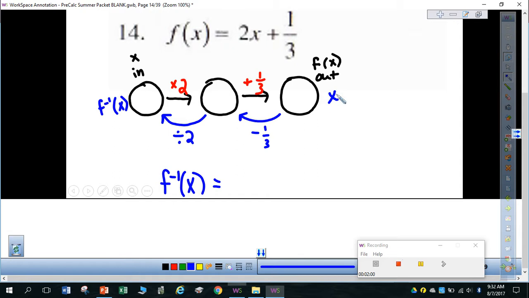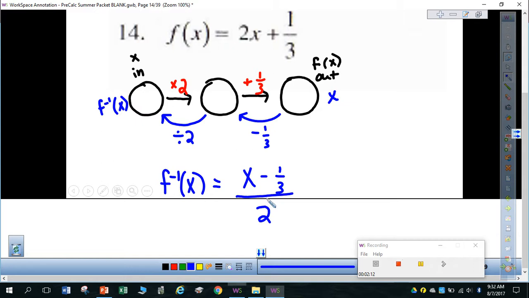So the first thing we do with this x value is we subtract 1/3, like that, and then we take that whole answer and we divide it by 2. So this would be one way to write that.